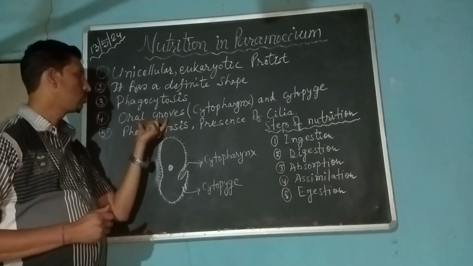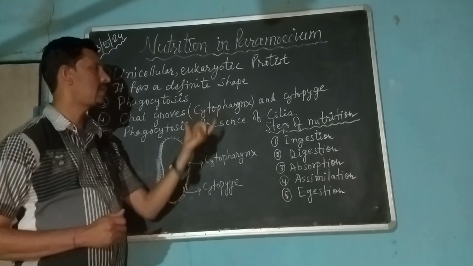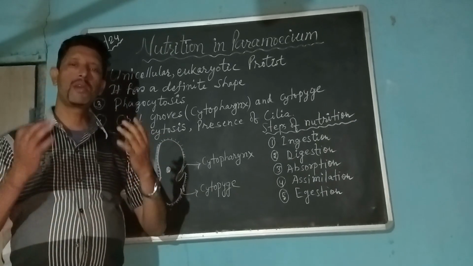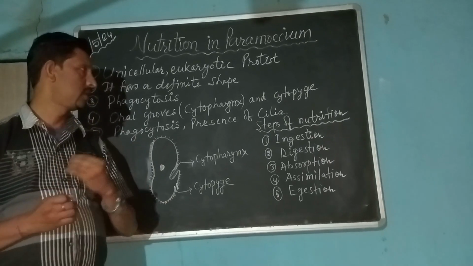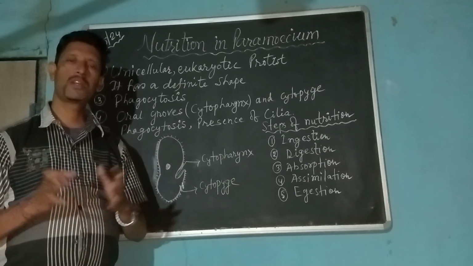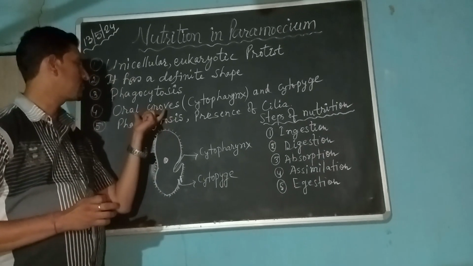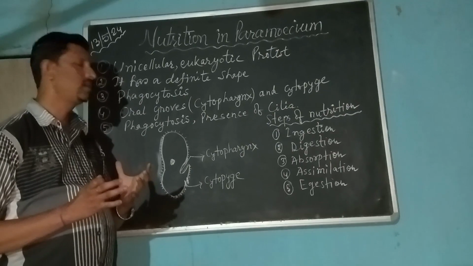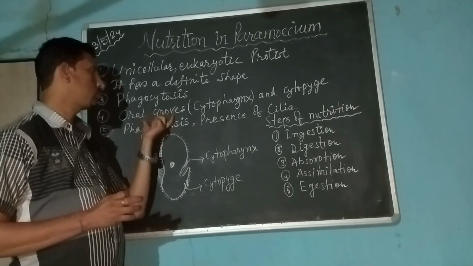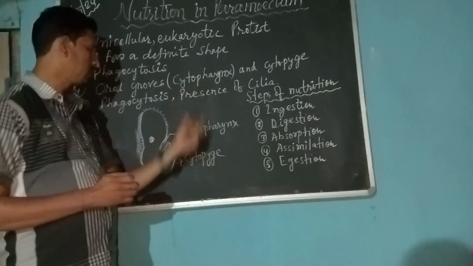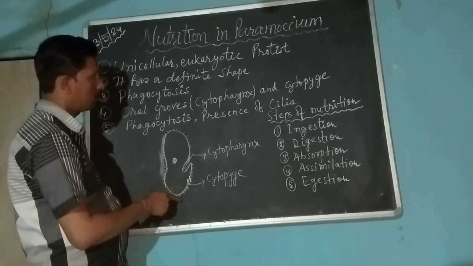Now, this is a new word to you: oral groove, or you can call it cytopharynx also. It is a biological term. While taking in our food, we take it in through our mouth. But paramoecium, as a unicellular organism, doesn't have a particular digestive system or digestive organ. Even so, it has a special structure in its body which acts as a mouth, and this mouth-like structure is known as the oral groove or cytopharynx. Is that clear? Now I am showing you the oral groove or cytopharynx here in the structure.